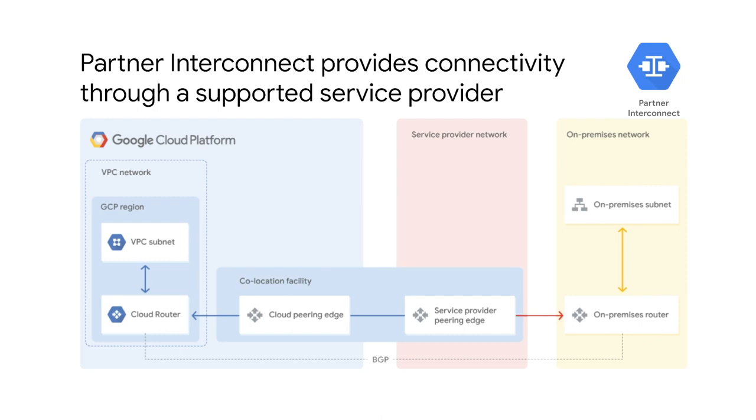Then, establish a BGP session between your Cloud Router and on-premise router to start passing traffic between your networks via the service provider's network. Partner Interconnect can be configured to offer a 99.9% or a 99.99% uptime SLA between Google and the service provider. See the Partner Interconnect documentation for details on how to achieve these SLAs.